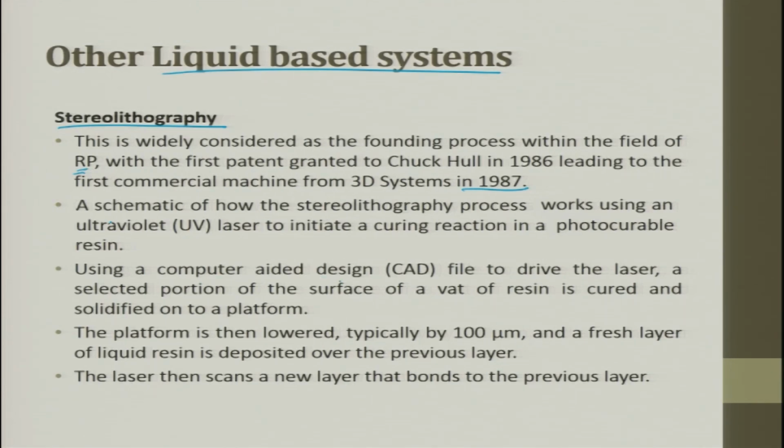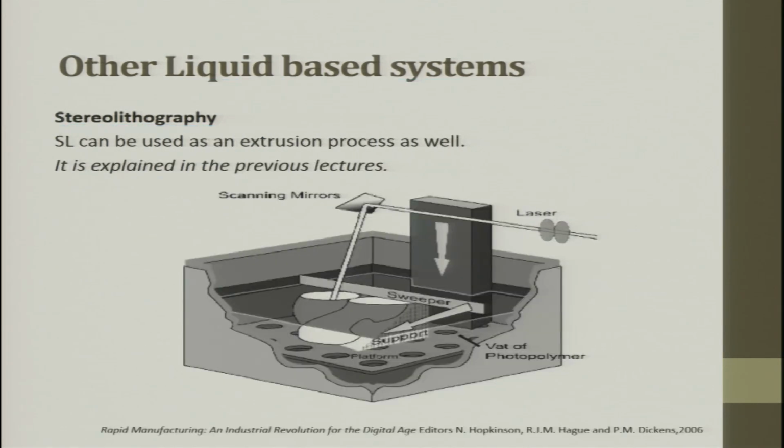Using a CAD file to drive the laser, a selected portion of the surface of a vat of resin is cured and solidified on a platform. The platform is then lowered, typically by 100 microns, and a fresh layer of the resin is deposited over the previous layer. The laser then scans a new layer that bonds to the previous layer. So, this is what it is. We saw more in detail when we were discussing photopolymerization.